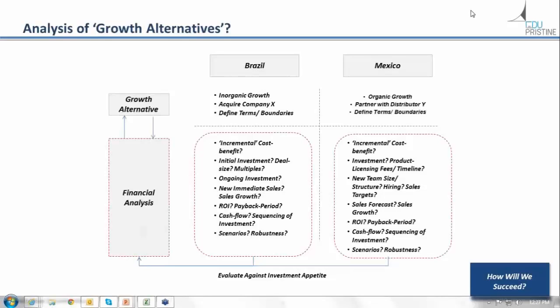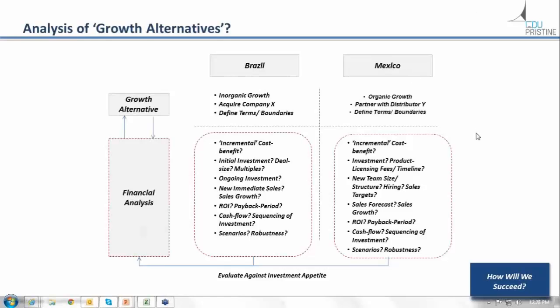What kind of scenario should we plan for? Are we pretty sure that this is going to work? Is there a pessimistic and optimistic scenario? What kind of cash flow are we going to need? On the Mexico side, you're going to see the new team size, structure, sales forecast, return on investment, against scenarios and robustness.